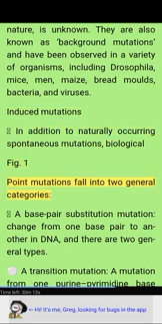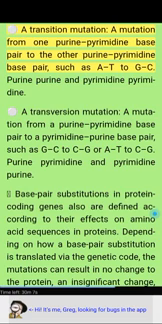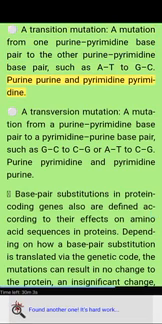Figure 1. Point mutations fall into two general categories. A base pair substitution mutation is a change from one base pair to another in DNA, and there are two general types. Transition mutation: a mutation from one purine-pyrimidine base pair to the other purine-pyrimidine base pair, such as AT to GC; purine to purine and pyrimidine to pyrimidine. Transversion mutation: a mutation from a purine-pyrimidine base pair to a pyrimidine-purine base pair, such as GC to CG or AT to CG; purine to pyrimidine and pyrimidine to purine.